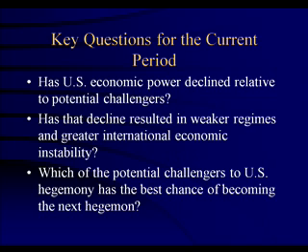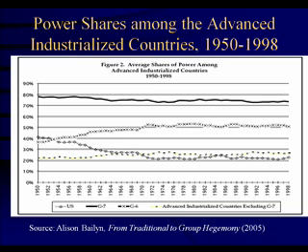So the questions are, for the current period, has U.S. economic power declined relative to potential challengers? Has that decline resulted in weaker regimes and greater international economic instability? And which of the potential challengers to U.S. hegemony has the best chance of becoming the next hegemon?